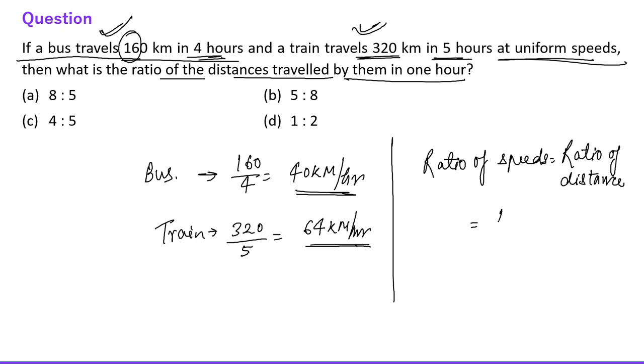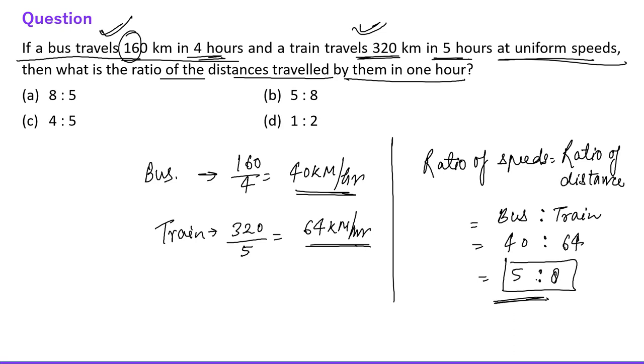So bus is 40, train is 64. Both the numbers are divisible by 8, so this is 5 is to 8, right? The answer is 5 is to 8. See everyone, in options they have given 8 is to 5 and 5 is to 8 also. So obviously we need to follow the order of the question. The order of the question is what? Bus is written first, right? So bus will be taken first and the train second. So obviously the answer will be 5:8. Fine. Correct option is option number B. Okay, everyone. So now let's move to other question.